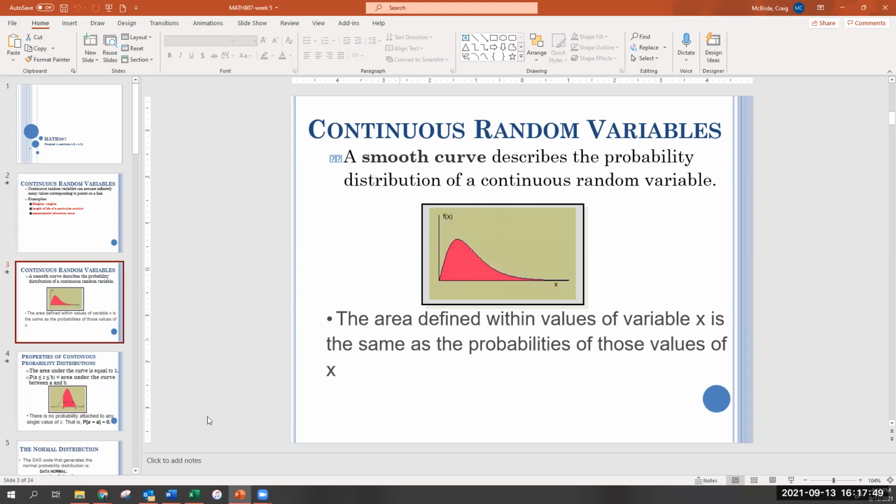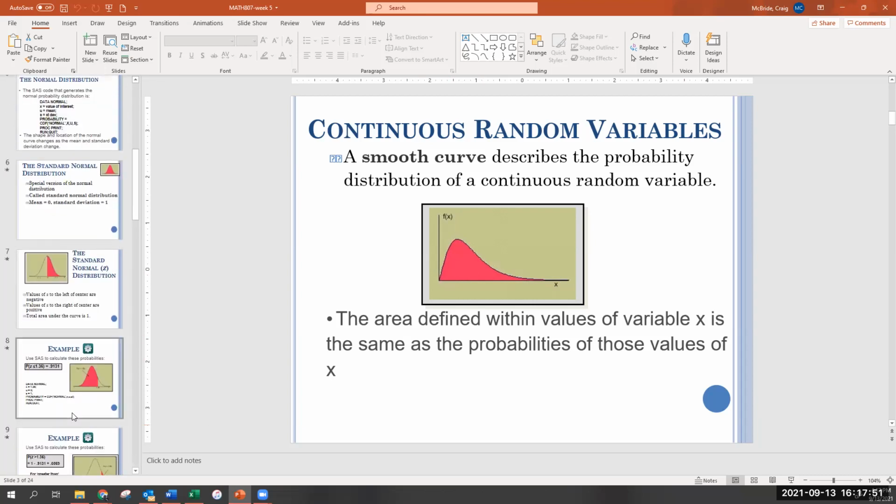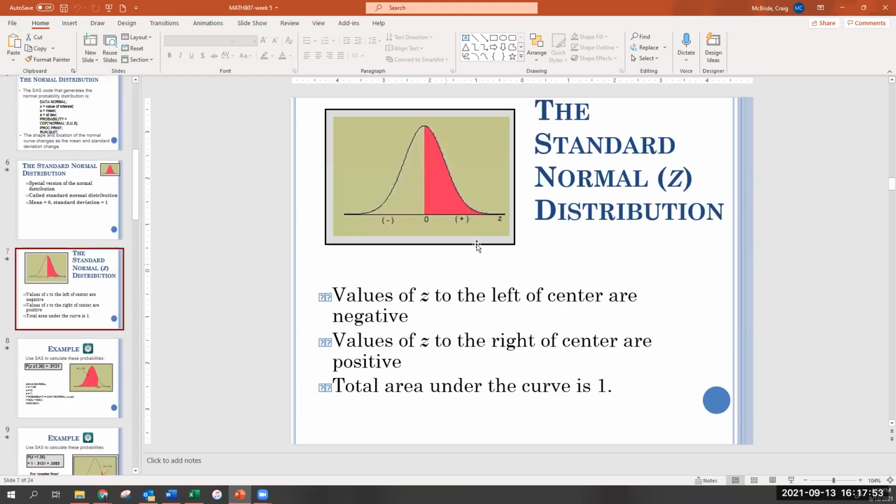So the area under these curves will always be 1. It just so happens that when we have a perfectly normal curve, we also get that it's perfectly symmetrical. So we get exactly half of it above the mean and half of it below the mean.